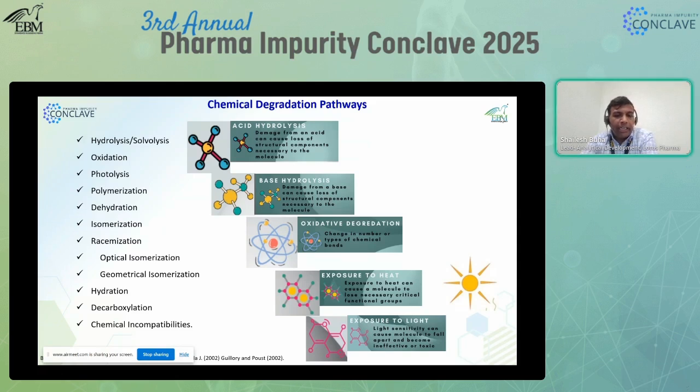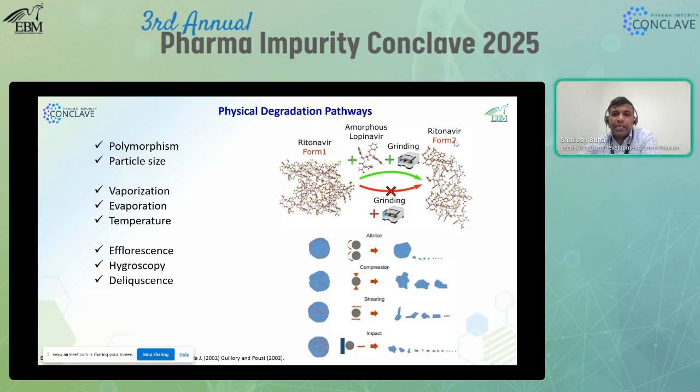Decarboxylation and chemical incompatibilities. So these are the chemical degradation pathways. Generally, we evaluate these during any impurity determination and detection. And once we detect the impurities, we develop the mitigation strategy, which we used to call the control strategy, which we used to call specification design, which we used to call some process parameter or manufacturing system to be altered. Now, physical degradation pathway.